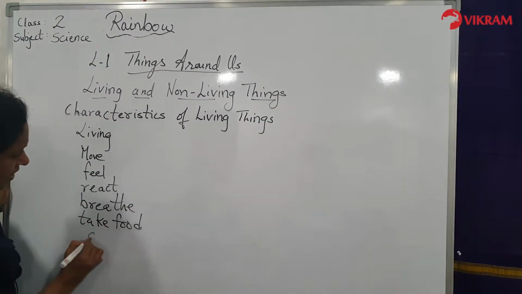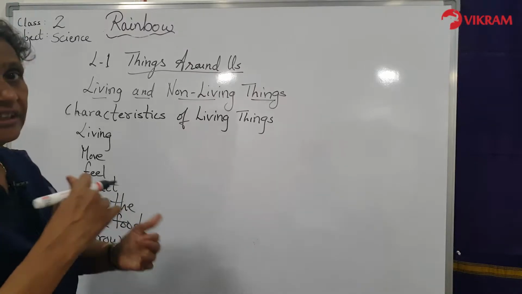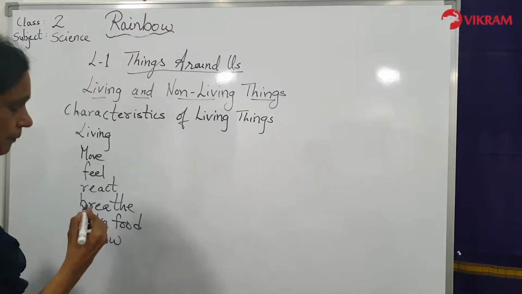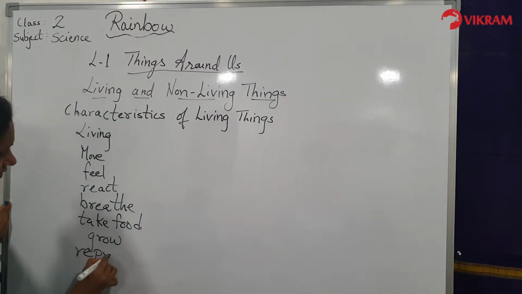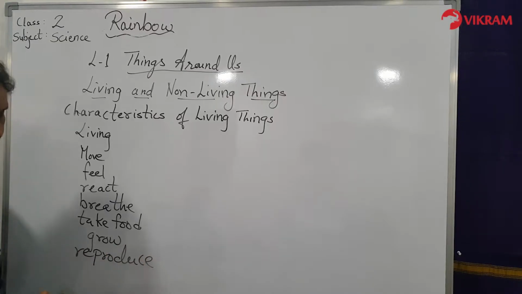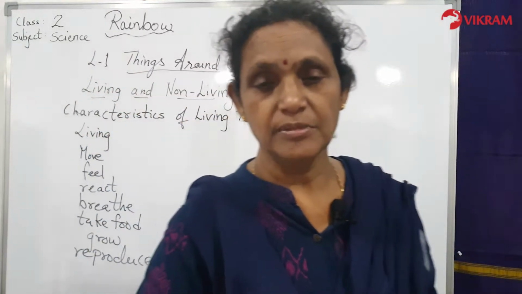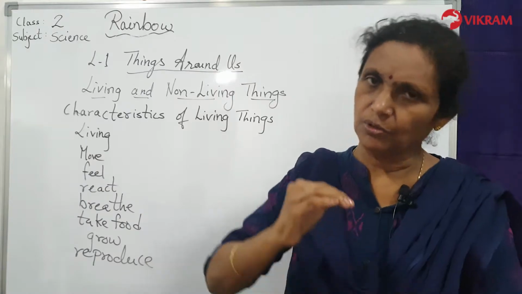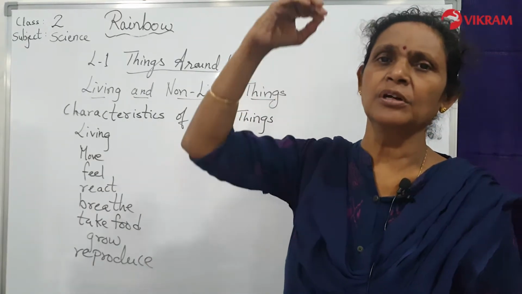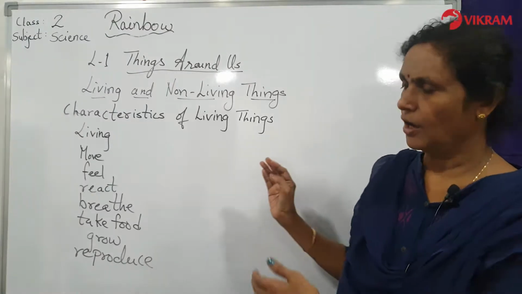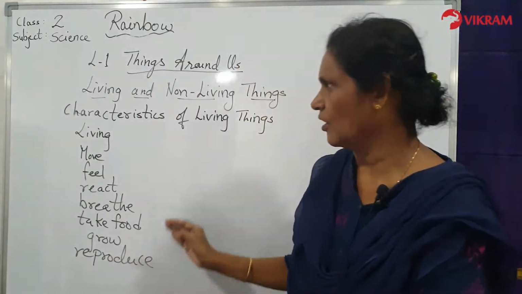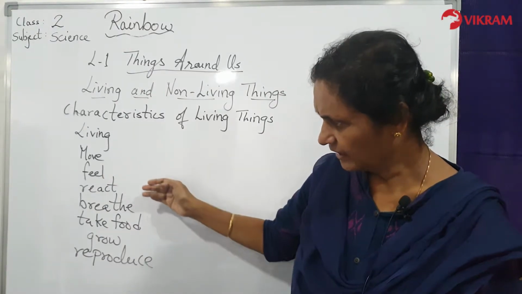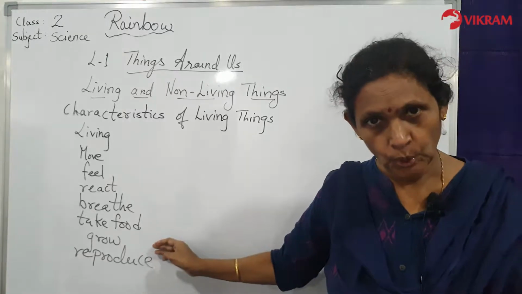Everybody grows. All the living things grow. They grow from small size to bigger size. You can see them. And they reproduce. They give rise to new plants or new babies. This is how the animals become more. Small animals will grow into big animals, a small plant will grow into a big plant, a small baby can grow into a big person. So this is how they all have the characteristics of living things. Living means they can move, feel, react, breathe, take food, grow and reproduce.